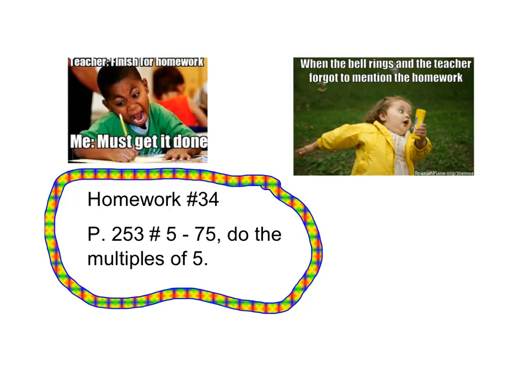All right, there is your homework. 5 through 75, do the multiples of 5. All right, so 5, 10, 15, 20. So it's actually not that bad. I was having trouble deciding which ones to do. So 5 through 75 multiples of 5.